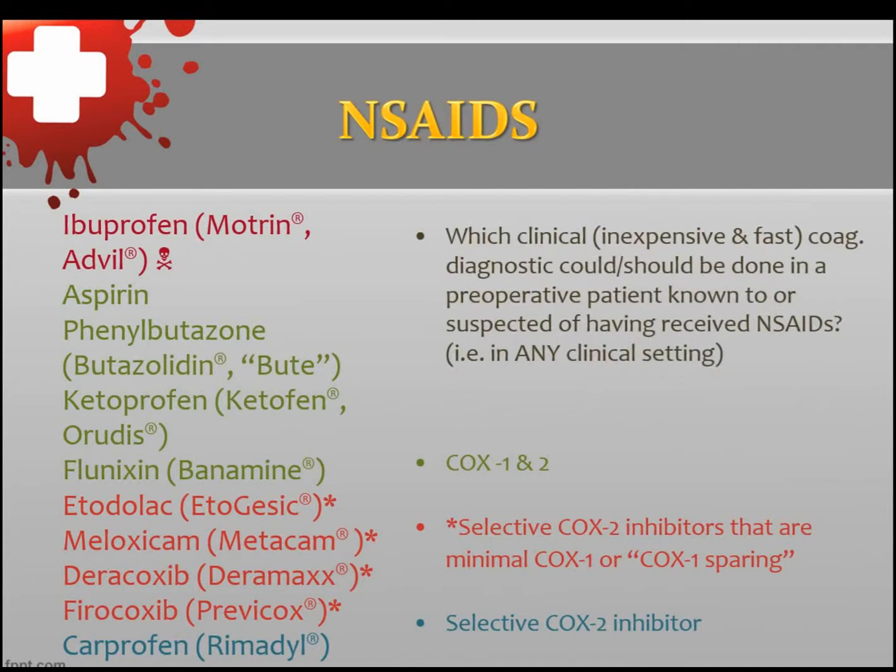So, which clinical, inexpensive, and fast coagulation diagnostic could and should be done in a preoperative patient known or suspected of having received NSAIDs? This is going to be, in any clinical setting, a test that we can do easily. It would be a buccal mucosal bleeding time test. Would be inexpensive, fast, something we could do in-house to give us an idea if there are any clotting factor issues that we need to test further.